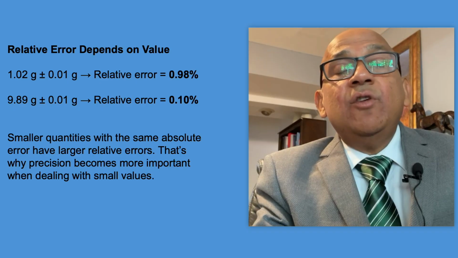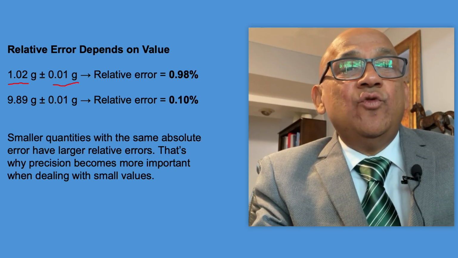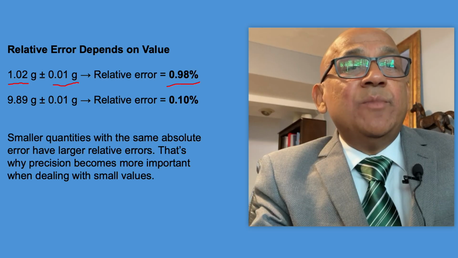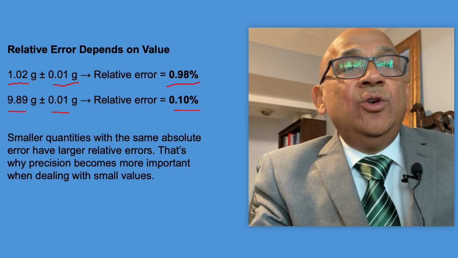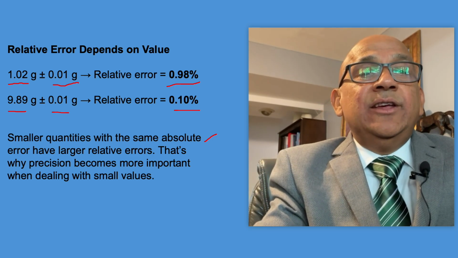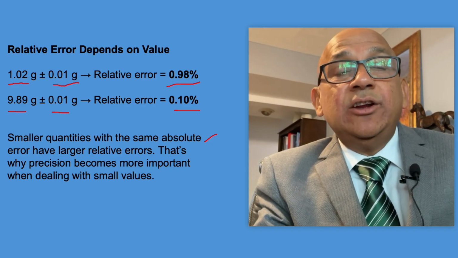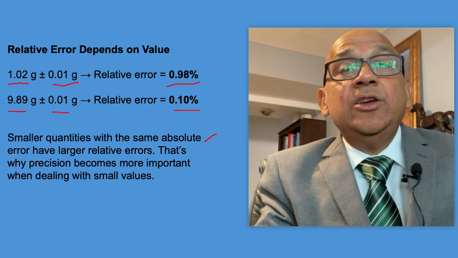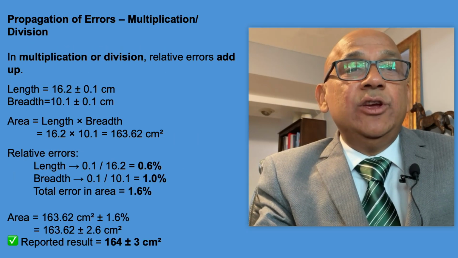Relative error depends on the value. For example, suppose you have a 1.02 gram weight measurement and the absolute error was 0.01 gram. Relative error will be 0.98%. On the other hand, suppose your mass was bigger, then for the same absolute error, your relative error is less. So smaller quantities with the same absolute error have larger relative errors. That is why precision becomes more important when dealing with small values. When you are weighing very small quantities, your precision should be very high. Otherwise you will make big errors in your calculation.